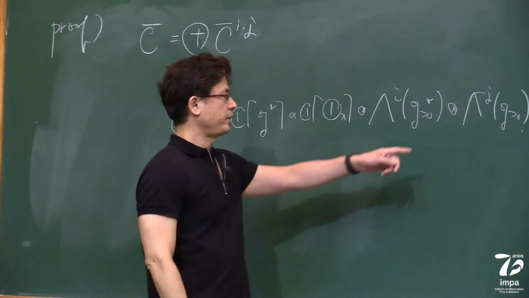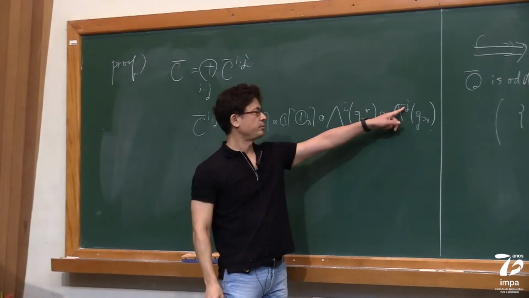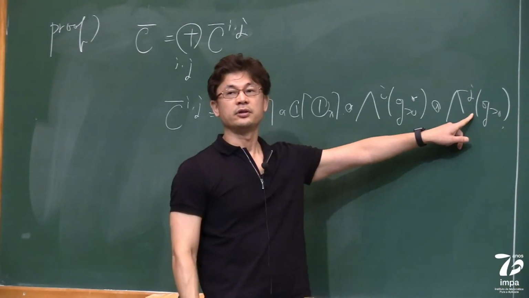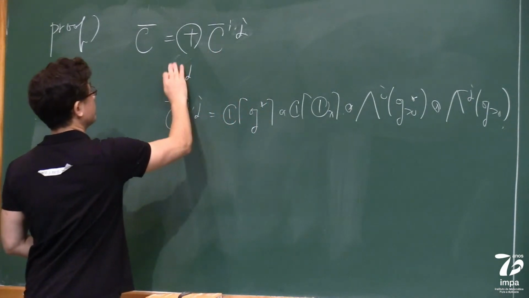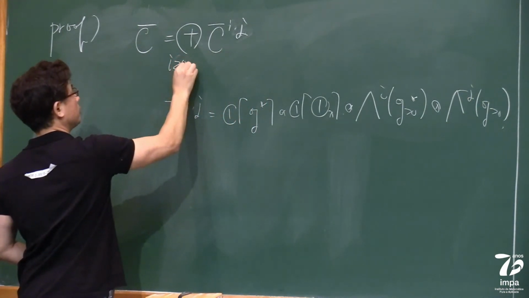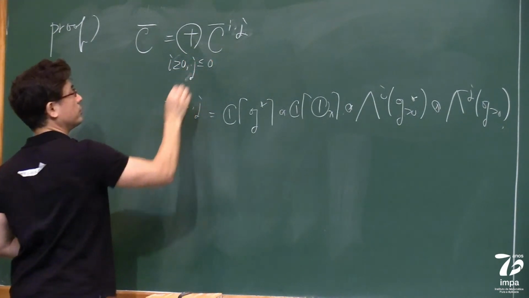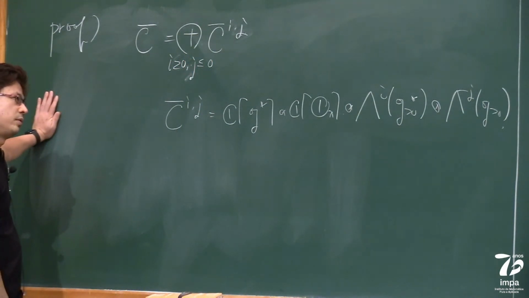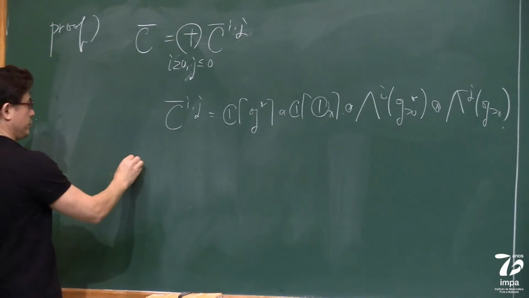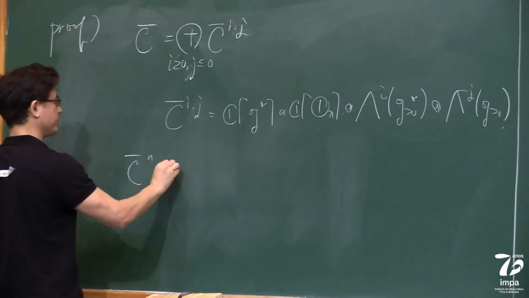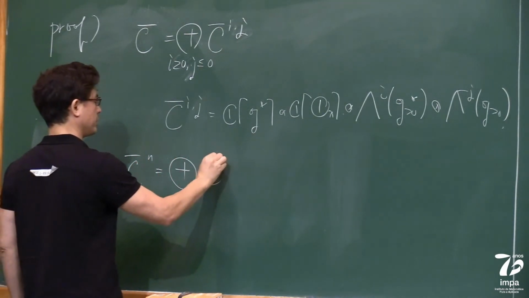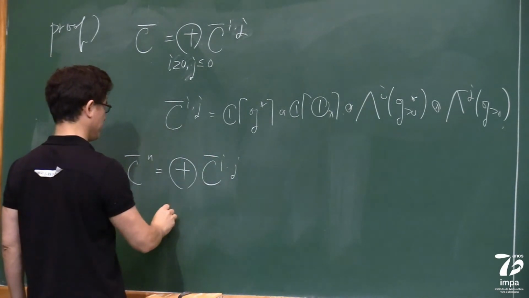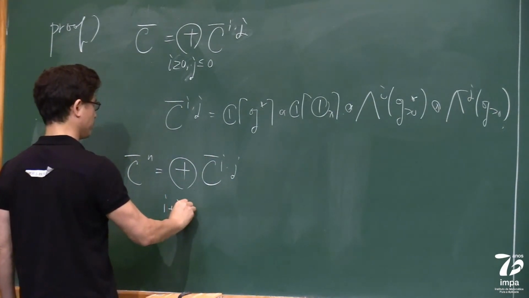So I put the minus sign for j because this has degree minus 1. So i is non-negative and j is non-positive. So C bar n is the sum of C^ij with i plus j equals n.